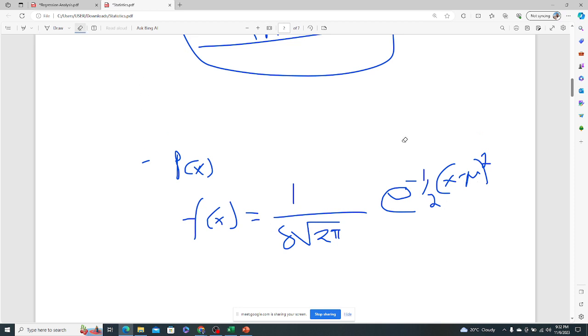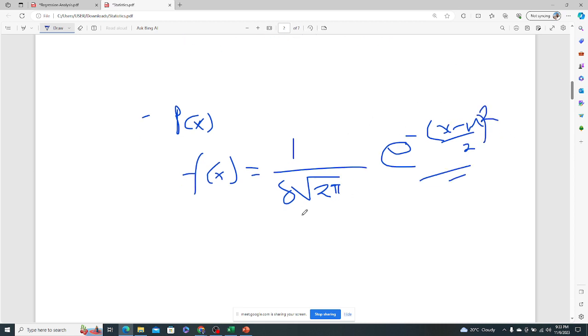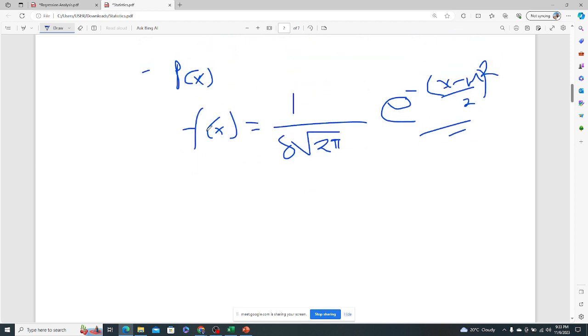If I'm not wrong, or no, I don't think we have this. Or basically, it can be presented in this manner, with x minus mu divided by 2 squared. Maybe I have to confirm this, it's been a long time. This is for the normal distribution with mean mu and variance sigma squared.